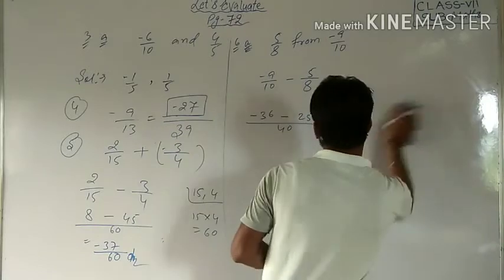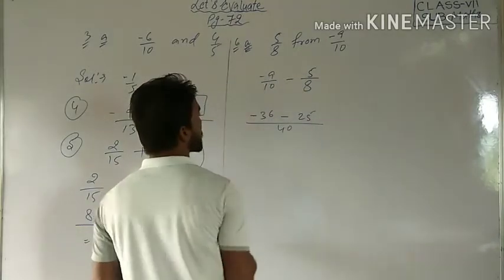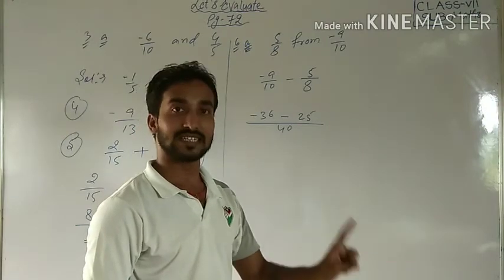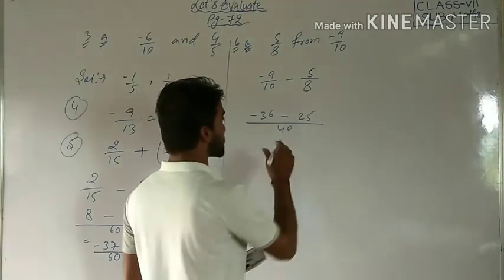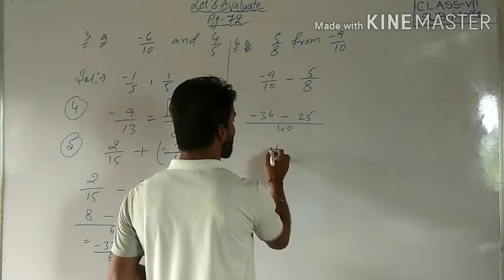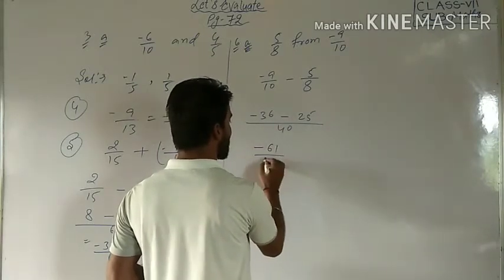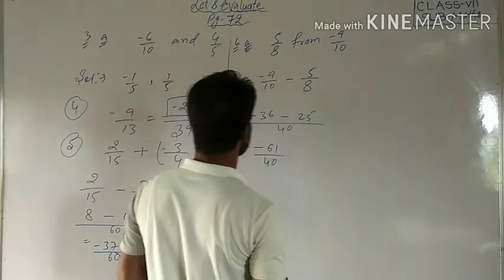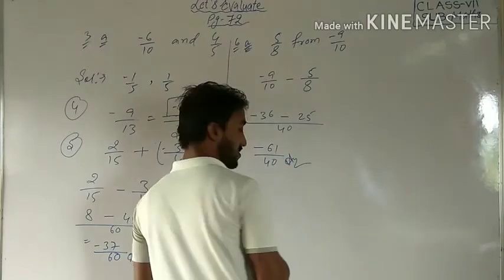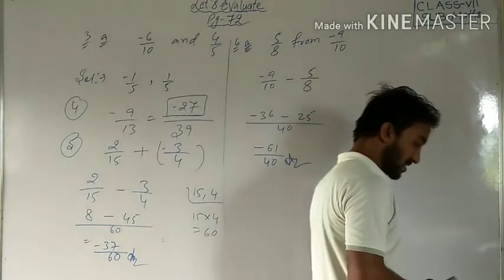See, students, minus 36 and minus 25. What will be the answer? Minus and minus add up, but the sign will be the same. The sign will not change. 6 plus 5 is 11, 3 plus 2 is 5. Over 40. Okay, students, I think you understood. The answer will come minus 61 by 40.